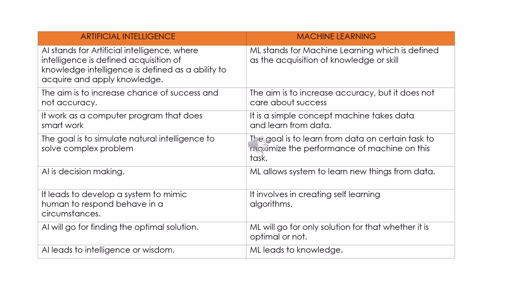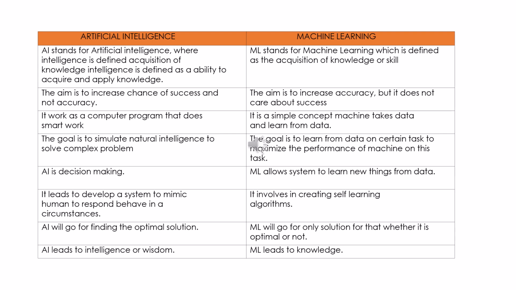The second difference is that the aim is to increase the chance of success and not the accuracy. The main focus of AI is to increase the chance of success. We never bother about the accuracy. But in the machine learning algorithm, we never care about the success. We have to bother only about increasing the accuracy.